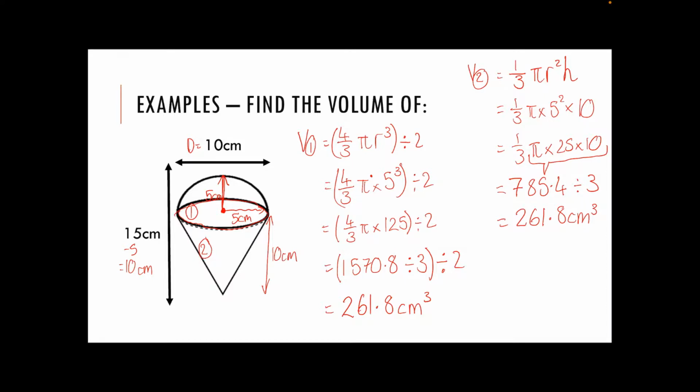So there our volumes actually match. We've ended up with the same volume for the cone and the hemisphere. Our total volume then, so our total volume is just going to be our 261.8 plus 261.8, and that is going to give us 523.6 centimetres cubed.